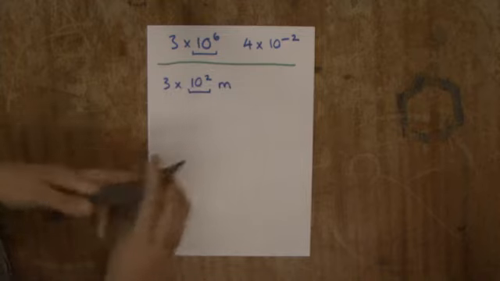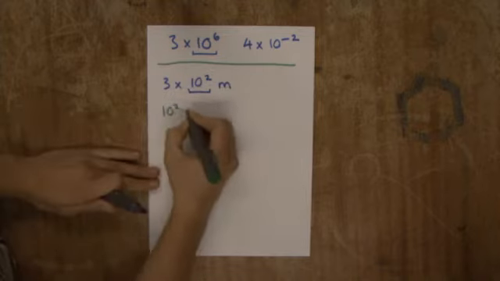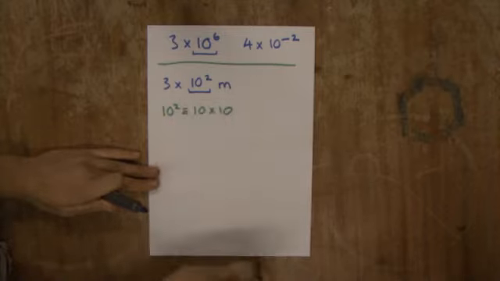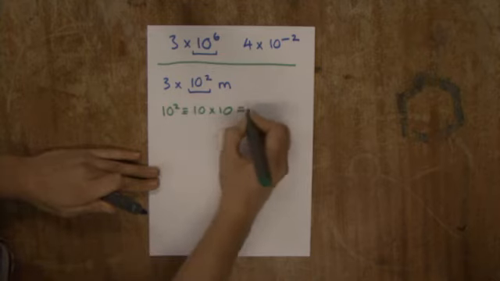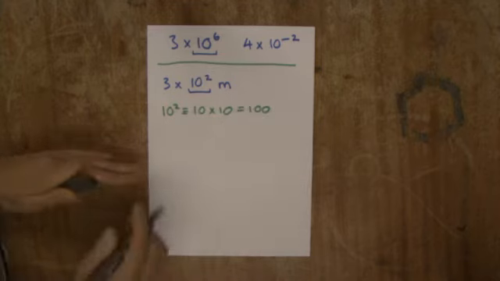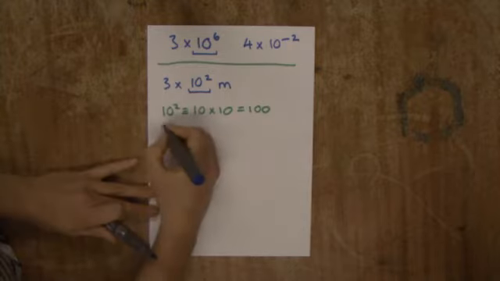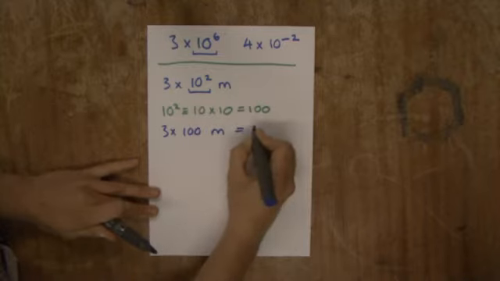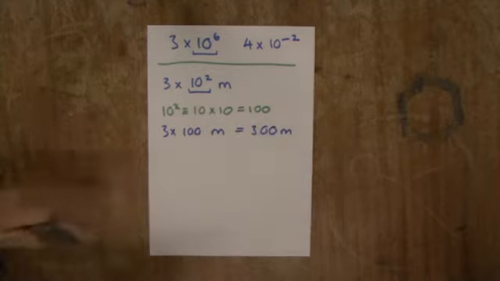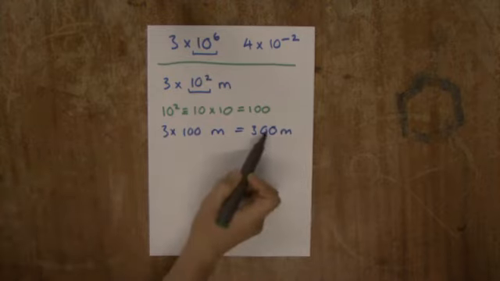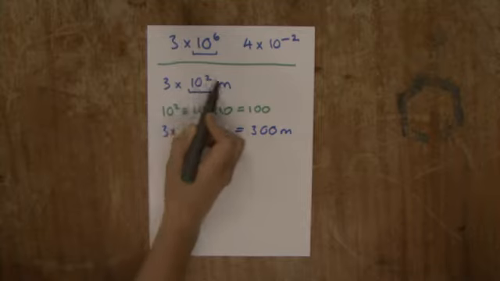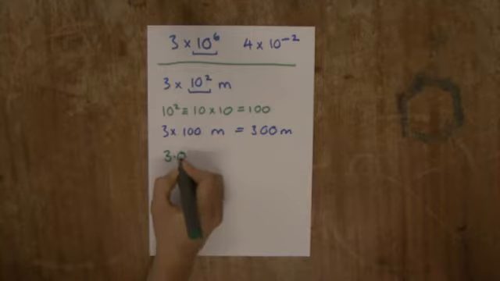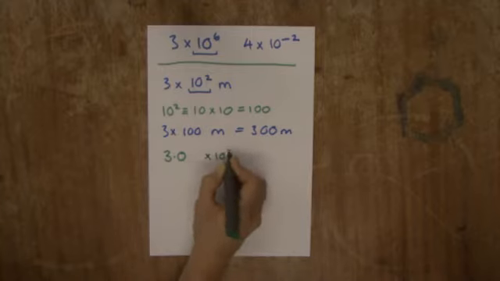What this 10 to the 2 means is this is 10 squared. So it's 10 times 10, which is equal to 100. So this is just like writing 3 times 100 meters, which is obviously 300 meters. So what we've done is added 2 zeros onto the 3 to represent this power of 2.